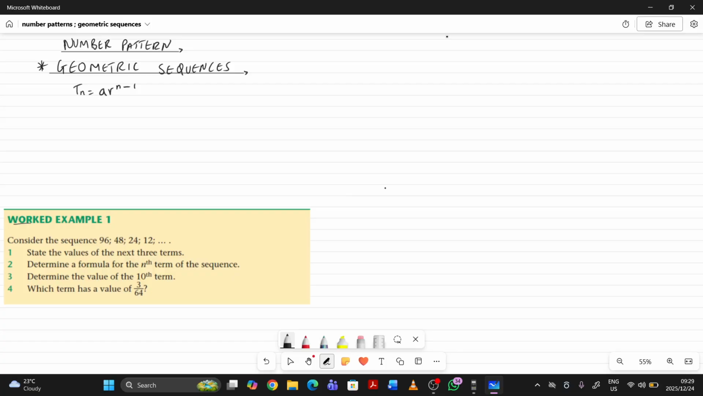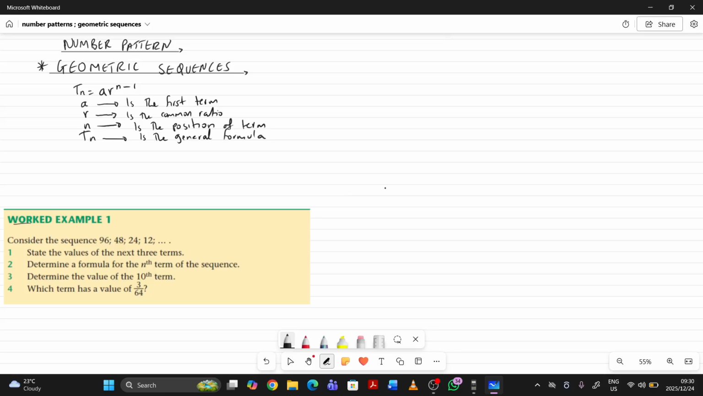First, let's understand this formula. The value of a indicates the first term of the sequence. r indicates the common ratio. n indicates the position of the term, and Tn indicates the general formula. Once we understand this, we will be able to answer our questions, right?